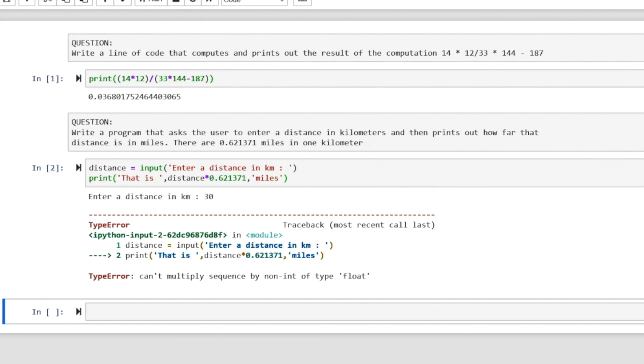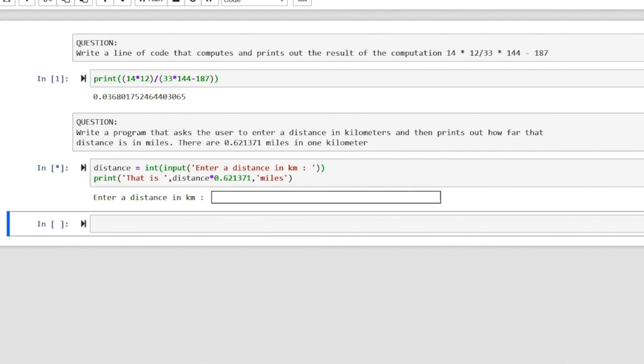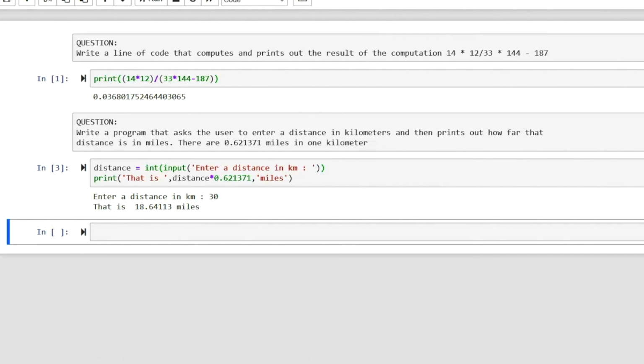So string, if you ask for the string information from the user, input itself can be so useful. However, if you want to get information as number, then you have to convert the input to int. So you're gonna write down the int here, and right now our program, the basic program, easy program, is gonna work. Let's try. 30. The calculation is done.